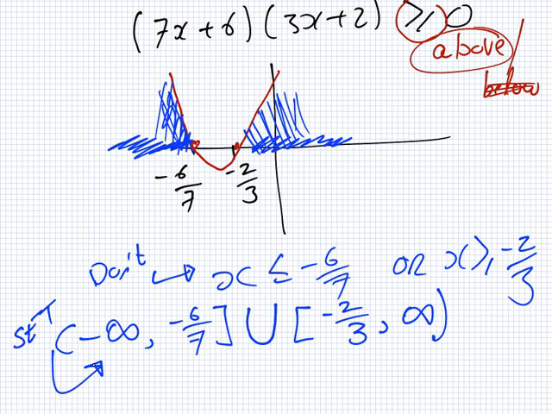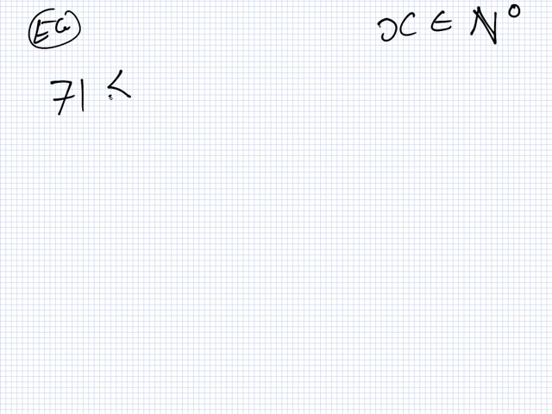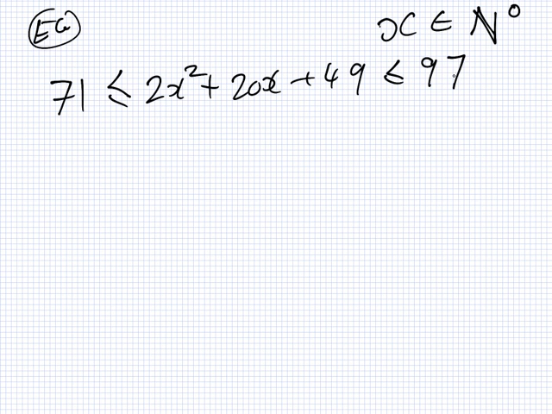Okay, can I scroll down and do another example here? Yeah. Okay, so now on to a really hard one. x is a natural number including 0. 71 less than or equal to 2x squared plus 20x plus 49 less than or equal to 97.